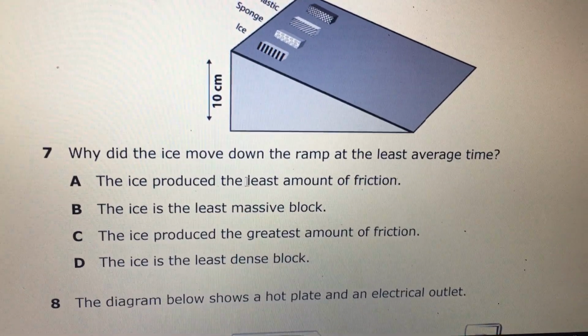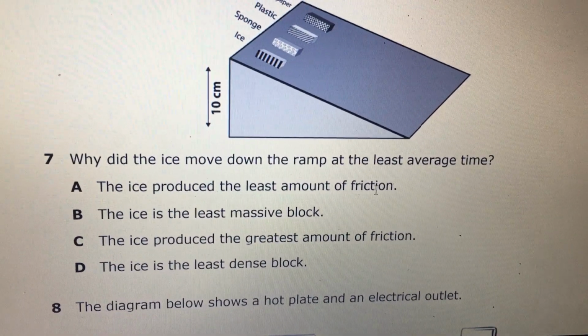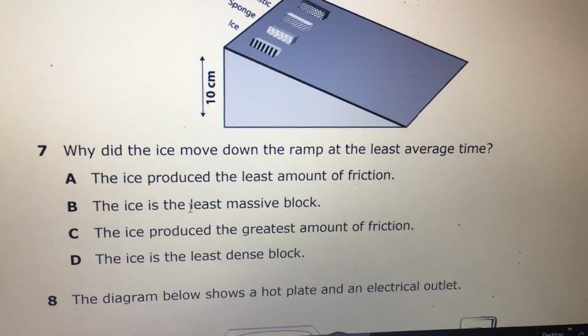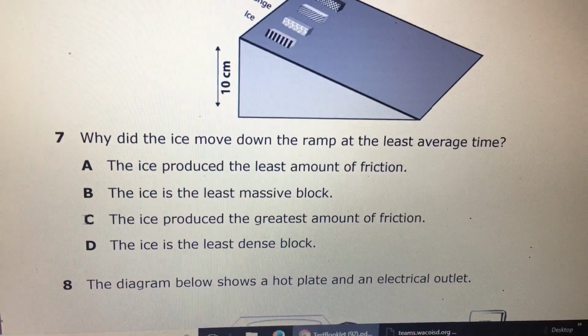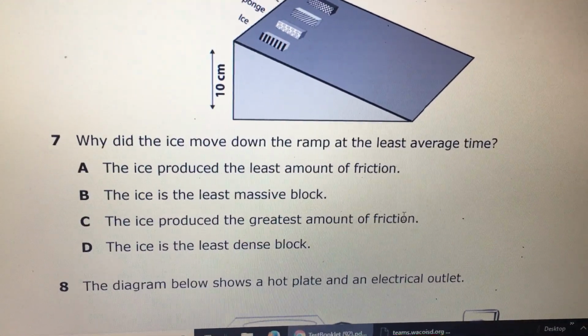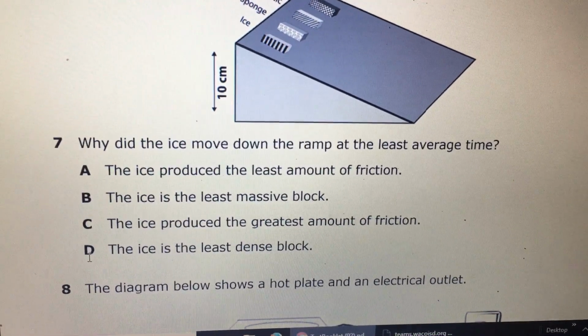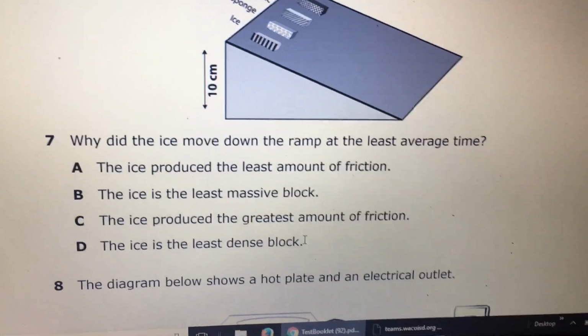A, the ice produced the least amount of friction. B, the ice is the least massive block. C, the ice produced the greatest amount of friction. Or D, the ice is the least dense block.